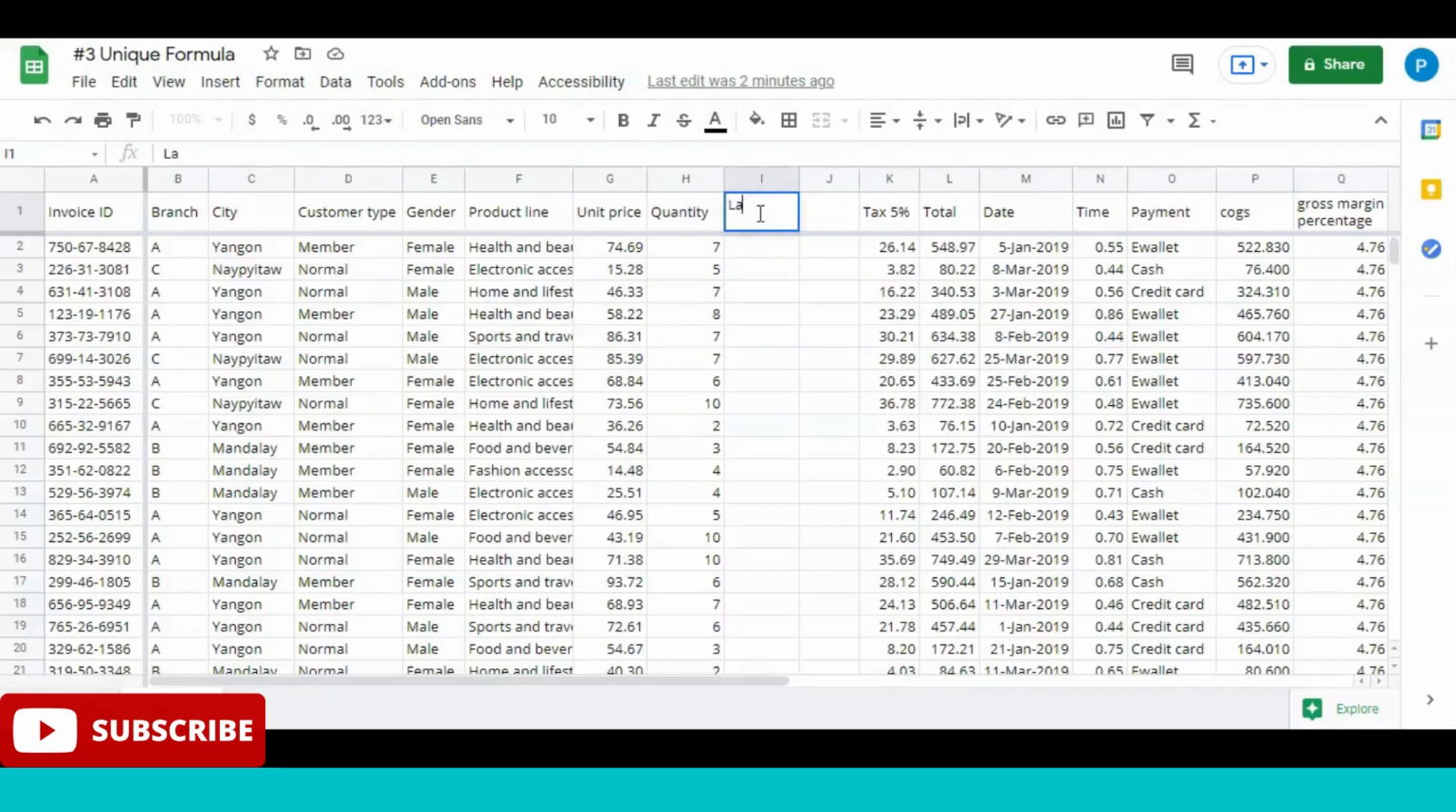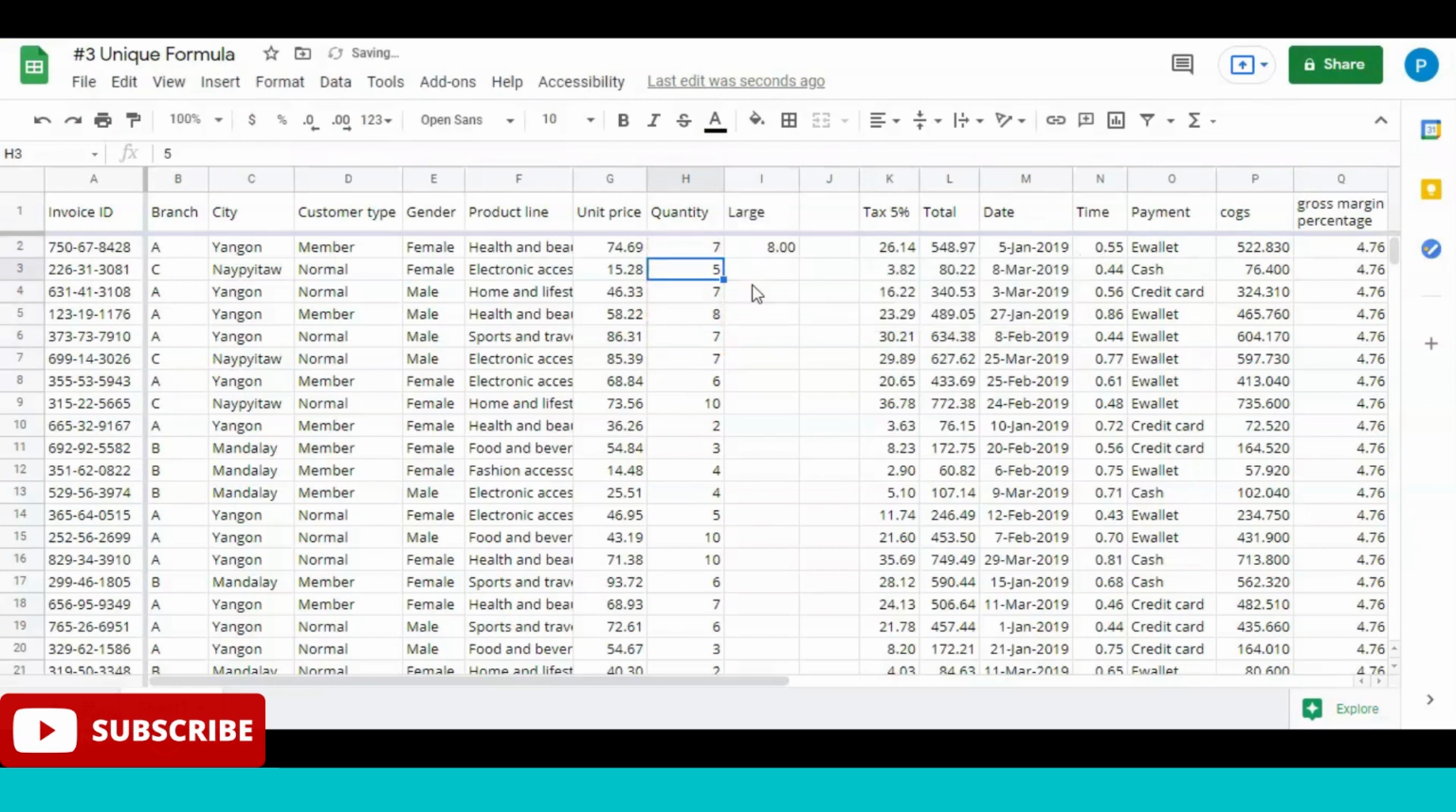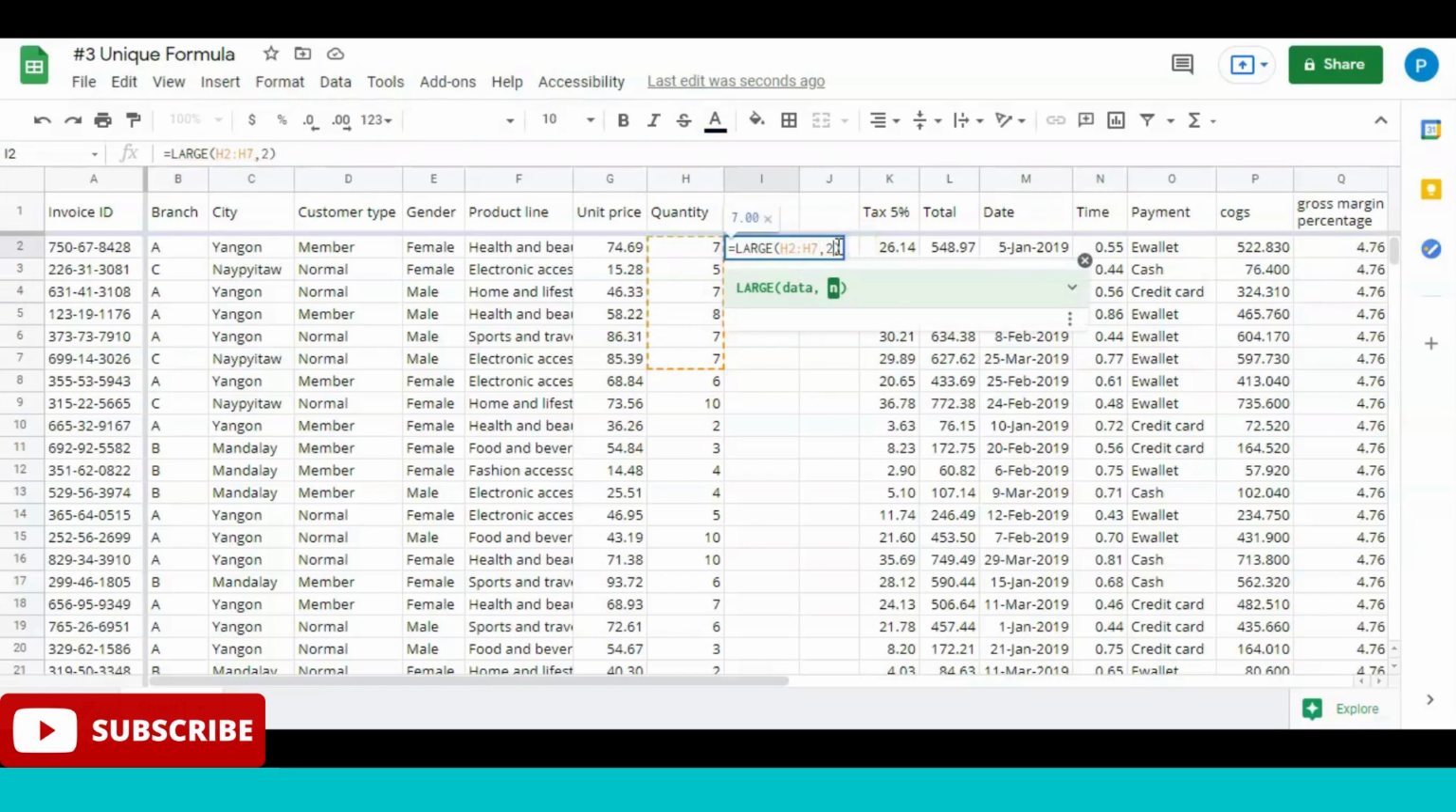Okay, so the largest value from the quantity. For example, this is my data, H2 to H7. I want the largest value, that is the first largest value. So my first largest value from H2 to H7 is 8, obviously. The second largest value should be 7. So let's try to find out the second. It is 7. It is very easy.